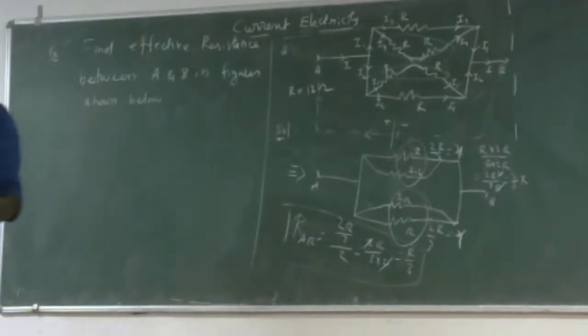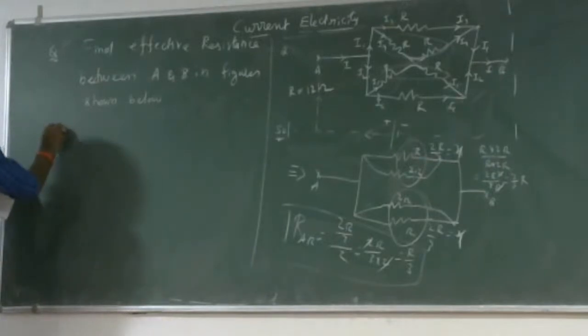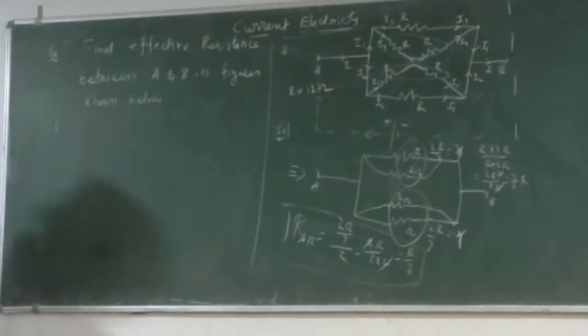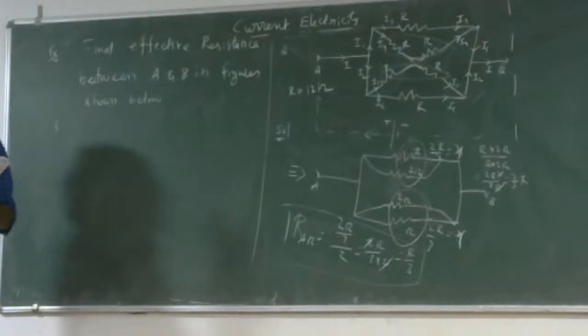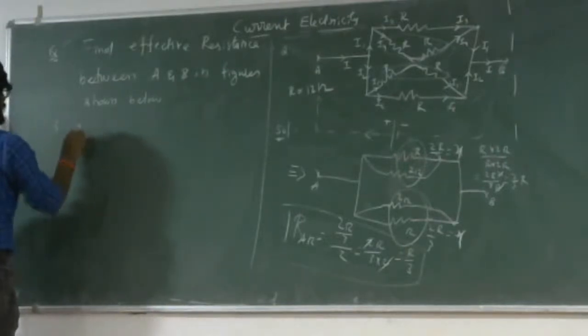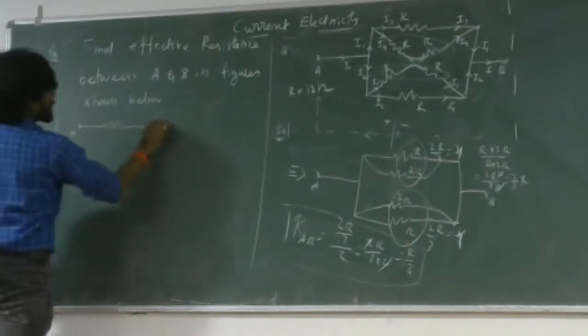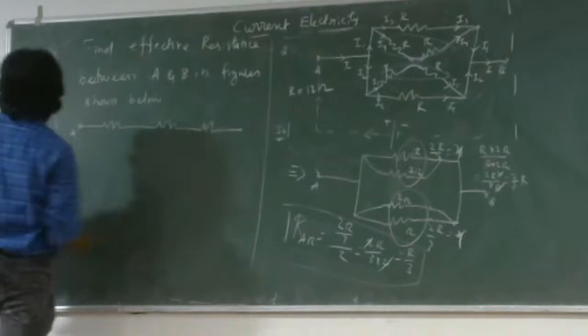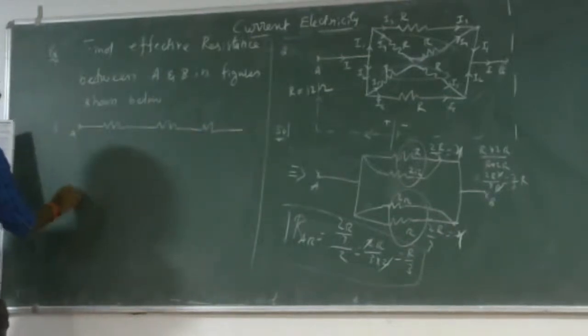Right. Another simple question. Which one? Third question. Again, find the effective resistance between A and B in the figure. So here the figure is this. This is terminal A. We have 3 resistors: 1, 2, 3, and here also, this is terminal B.